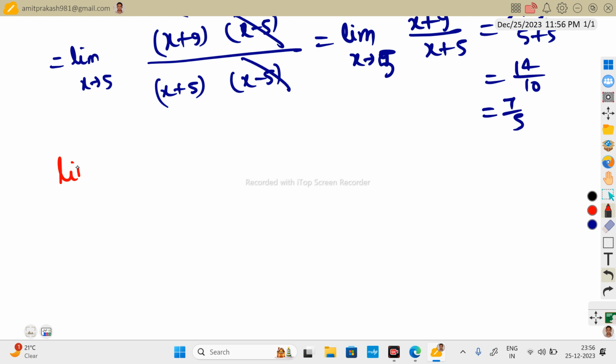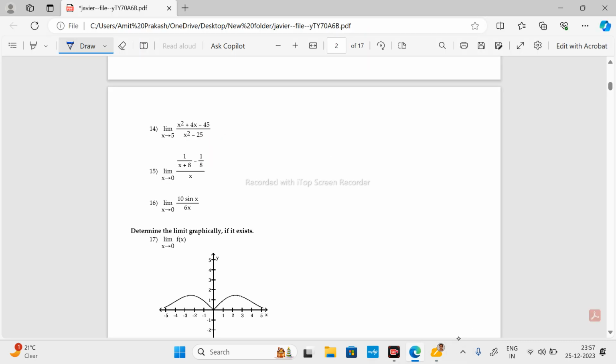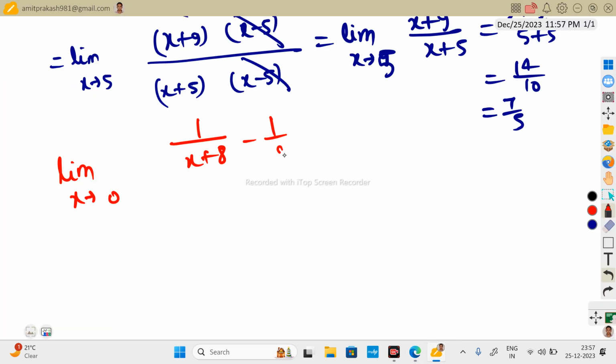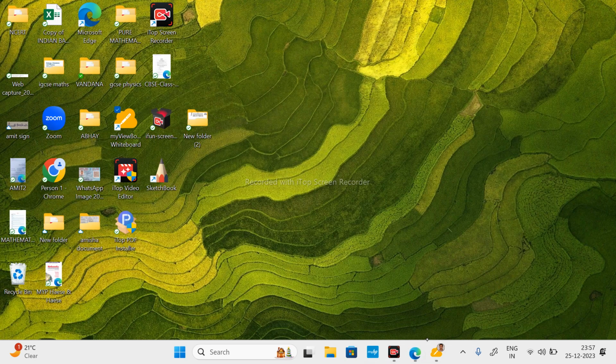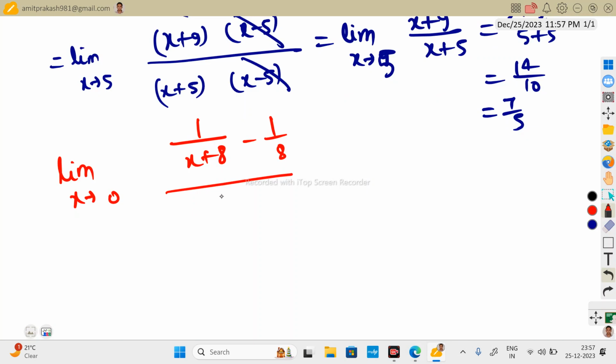Limit x tends to 0 of 1 upon x plus 8 minus 1 upon 8, all upon x. So by putting the value of x equals to 0, we are getting 0 upon 0 indeterminate form. We can check here, this is 0 by 0 indeterminate form. So first of all, we remove this indeterminate form.